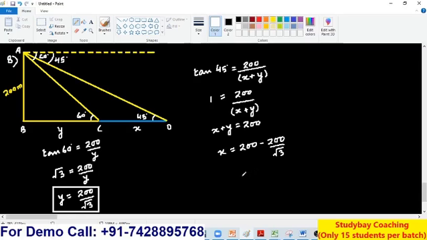Fine. So I hope now you can do this. If we go ahead, we have 200 upon root 3, that is 200 upon 1.732. This will come around 115.5. So we can say that this is 200 minus 115.5. Alright, now you can simply go ahead and subtract this, and you will find out the actual width of the river is around 84.5 meter approximately.